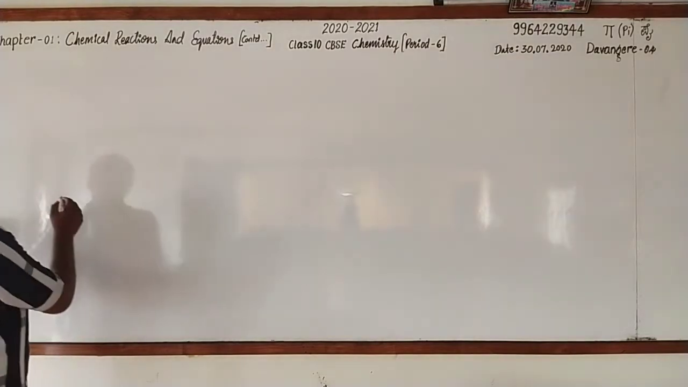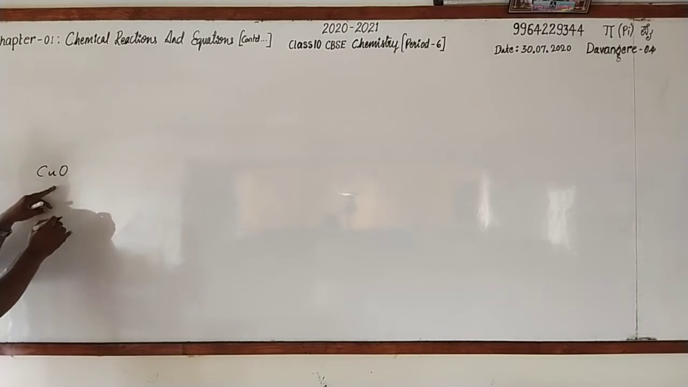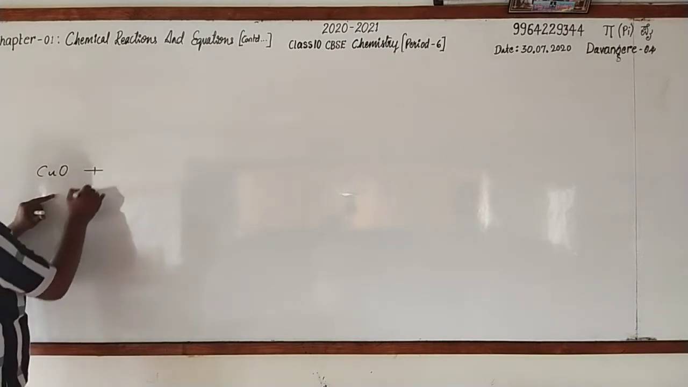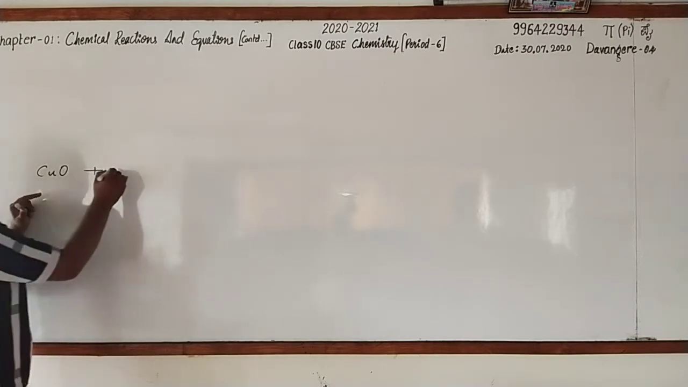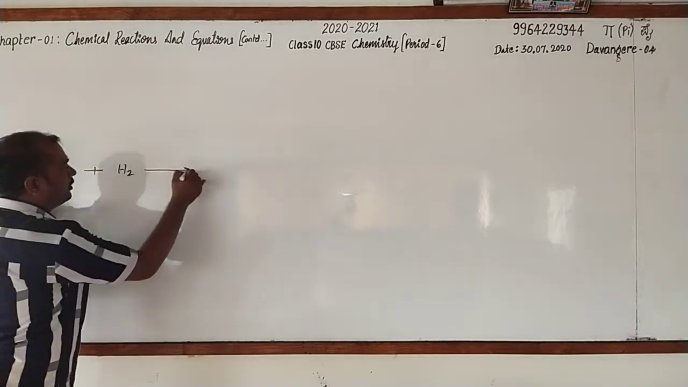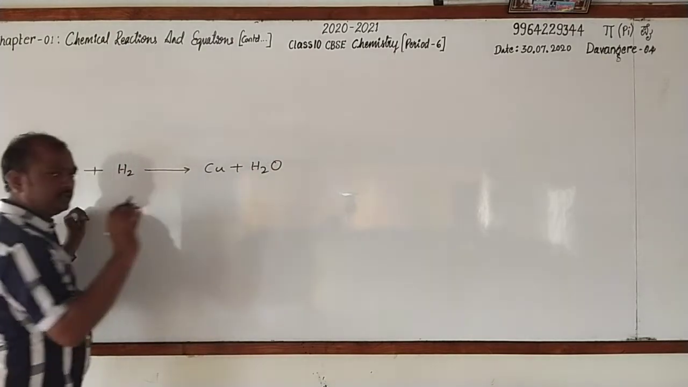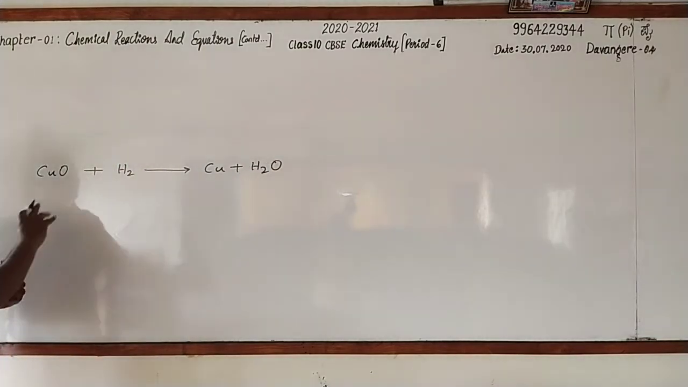Dear students, now I am going to take some chemical reactions with respect to oxidation and reduction. Just observe here. Just we had come across one chemical reaction where the black color copper oxide reacts with hydrogen to form copper and water. Is it not? The equation is not balanced. Just observe it.